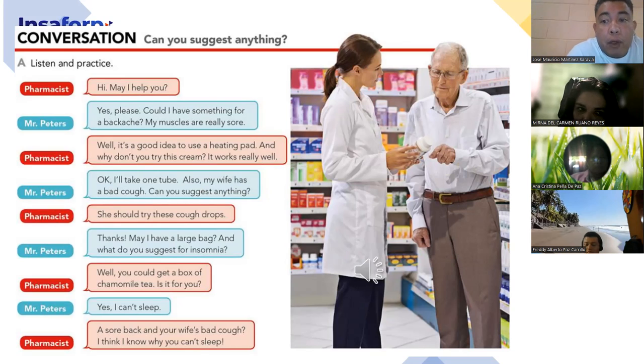Am I the pharmacist? If you want. Okay. Hi, may I help you? Yes, please. Could I have something for a backache? My muscles are really sore. Well, it's a good idea to use a heating pad. And why don't you try this cream? It works really well. Okay, I'll take one too. Also, my wife has a bad cough. Can you suggest anything? She should try these cough drops. Thanks. May I have a large pack? And what do you suggest for insomnia? Well, you could get a box of chamomile tea. Is it for you? Yes, I can't sleep. A sore back and your wife's bad cough? I think I know why you can't sleep. Thank you so much. Very good. Beautiful. Thank you. Very good.